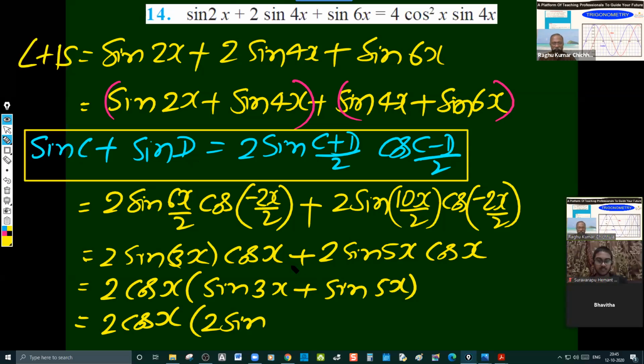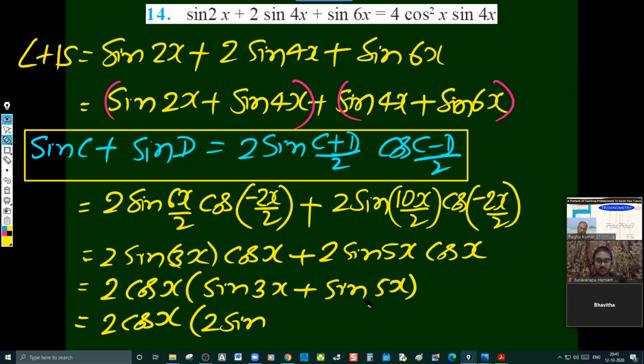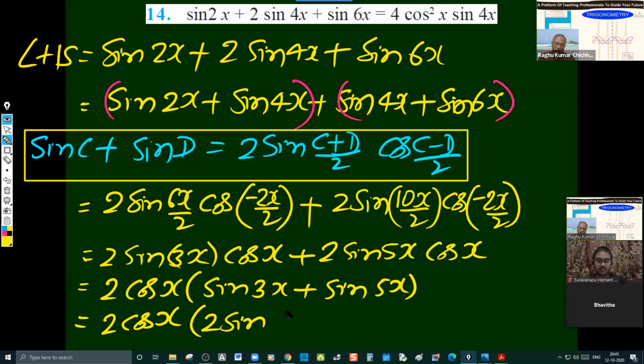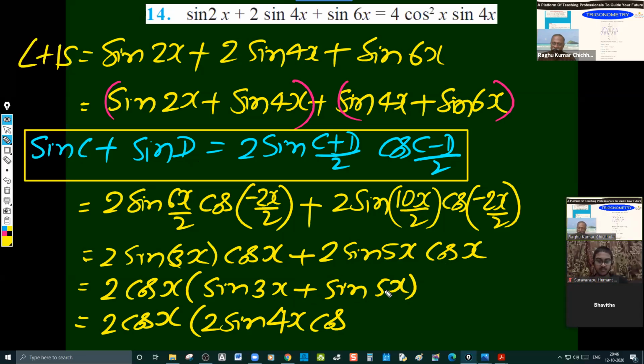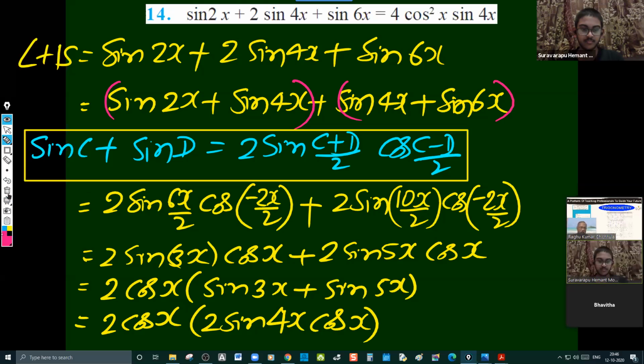In place of C, 3x. In place of D, 5x. So 8x by 2, 4x. That's good. Cos 3x minus 5x, minus 2x by 2, cos of minus x. Even though minus is there, cos of minus x becomes cos x only. Saurya? Yes, sir. Cos of minus x is cos x only.